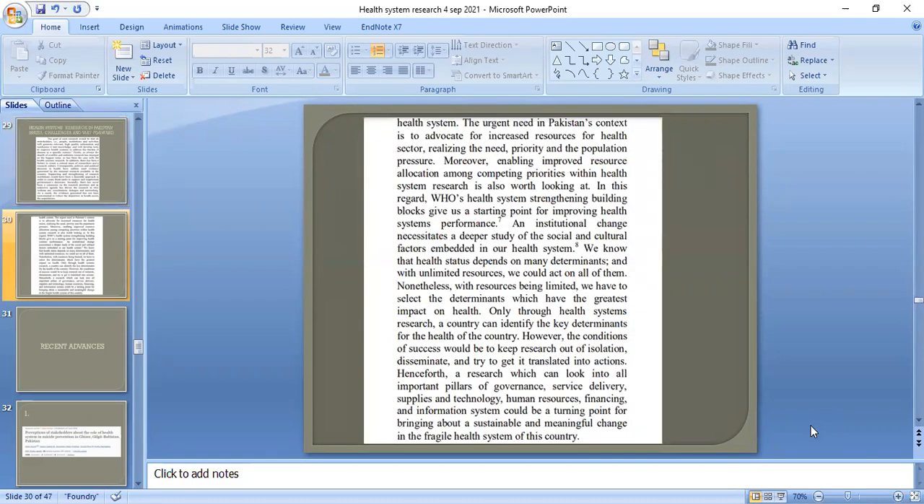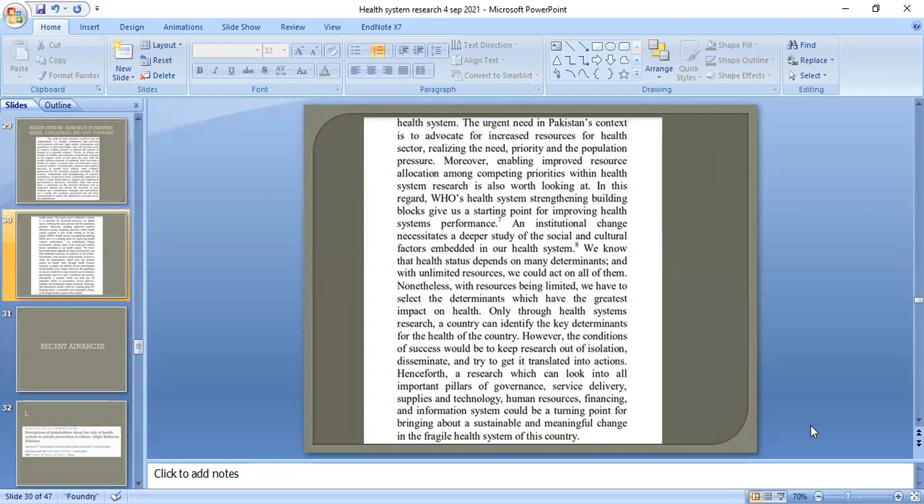The urgent need in Pakistan context is to advocate for increased resources for the health sector, realizing the need, priority, and population pressure. Moreover, enabling improved resource allocation among competing priorities within health system research is also worth looking at. In this regard, WHO health system strengthening building blocks give us a starting point for improving health system performance. And institutional change necessitates a deeper study of the social and cultural factors embedded in our health system.